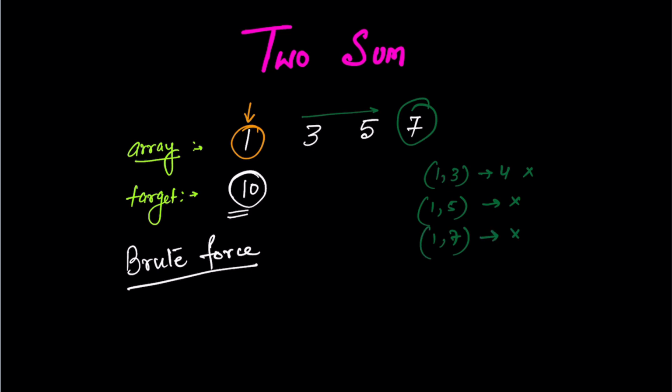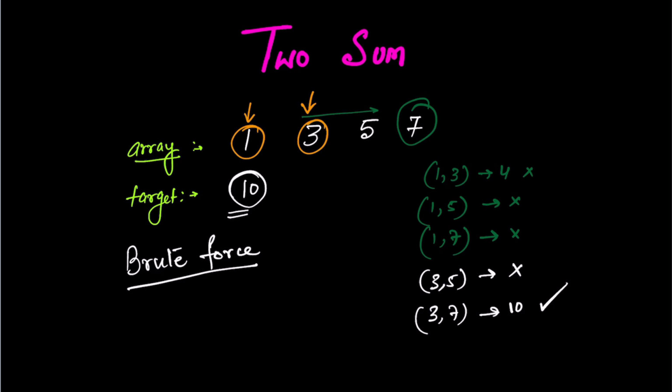So what do we do once we reach the end of the array? We simply choose a different starting point, which is the next element in this array. So now we start with 3 and then repeat the same process. So next we will get 3 and 5, which does not add up to 10, but then 3 and 7 do add up to 10, which is what we are looking for.